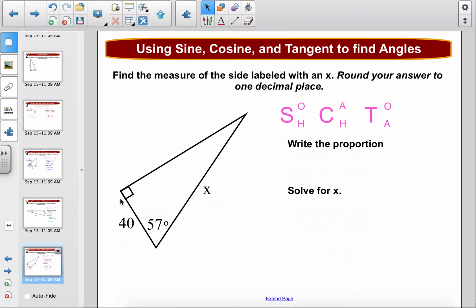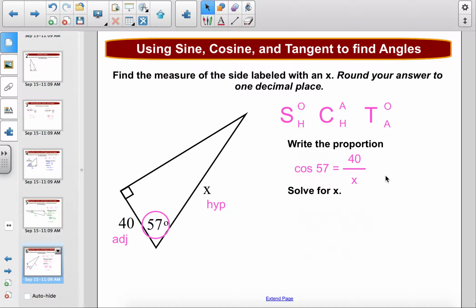All right, so step 1, circle your angle. That's how we decide if we're doing opposite, adjacent, or hypotenuse, okay? So let's see, x is the hypotenuse. It's clearly the longest one. And 40 is right next to 57, which means it's the adjacent. So adjacent and hypotenuse, A and H. A and H is cosine. So I'm going to go cosine of 57 equals adjacent 40 divided by hypotenuse x.